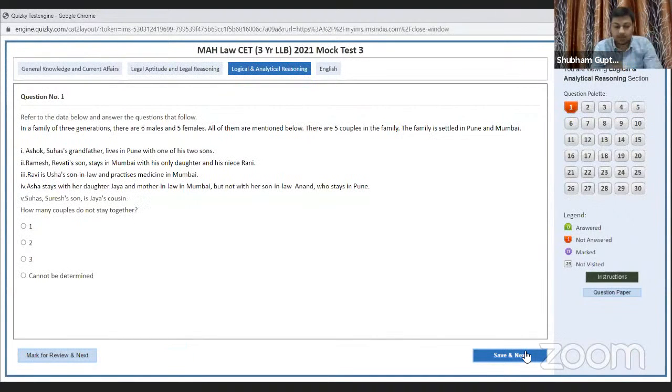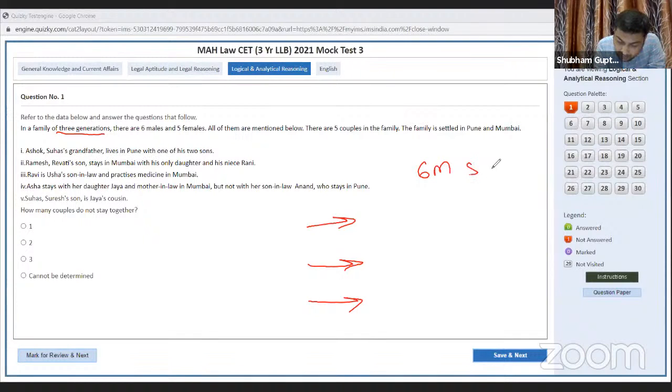So now this is something which I would have liked to start with, but again, I would have gone in the same sequence, being a law aspirant. So I am working as a law aspirant. Now let's look at this. In a family, so this is a family of 3 generations. So let's make 3 generations, first, second, third, with 6 males and 5 females. All of them are mentioned below.